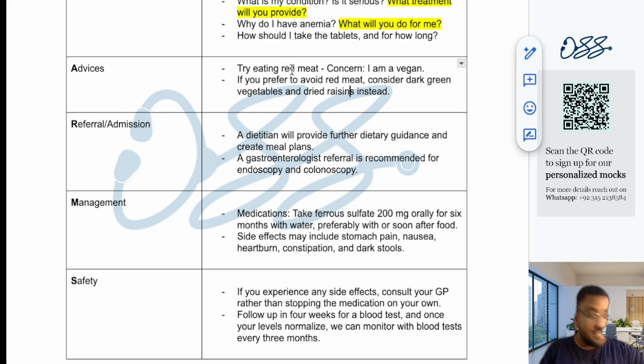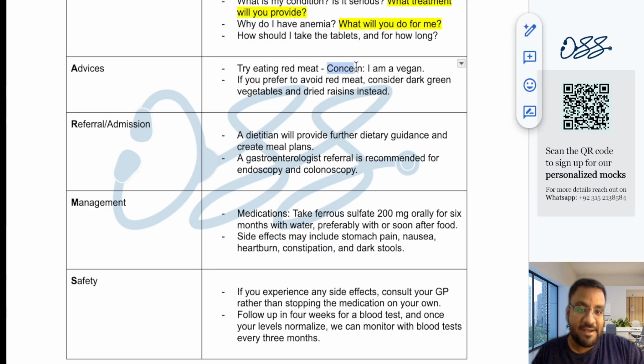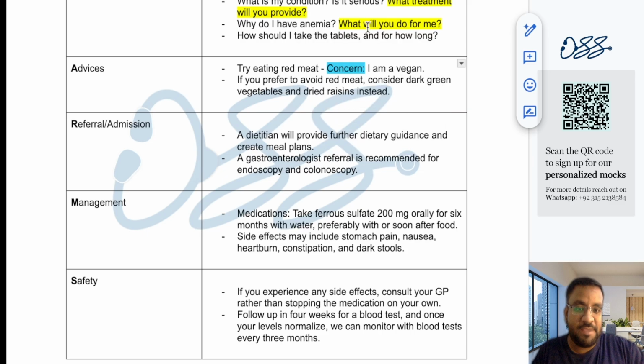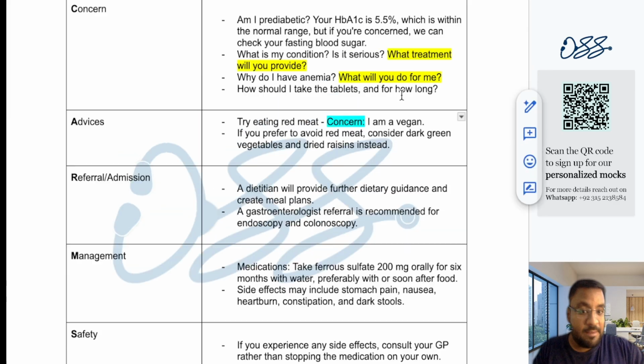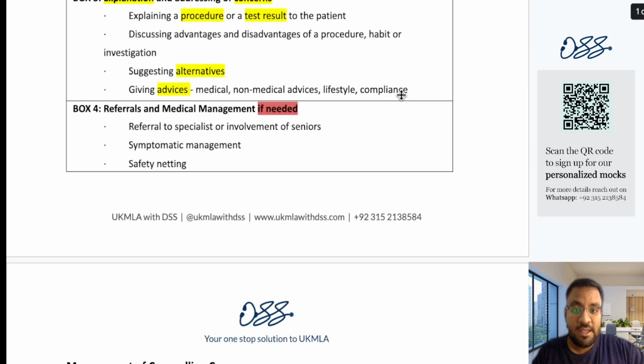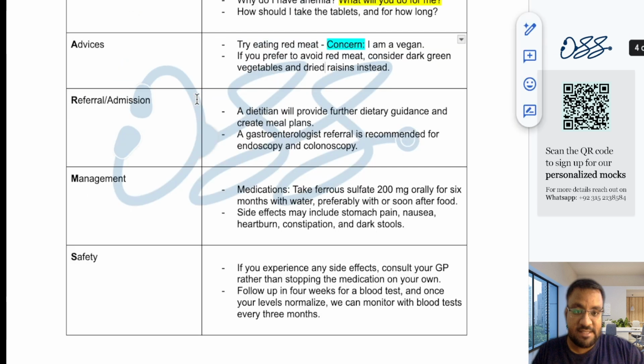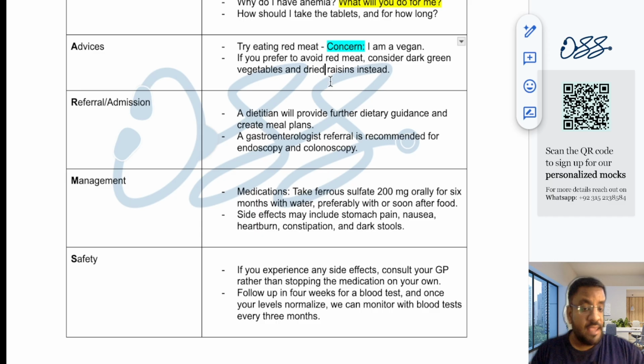As I mentioned, you give a solution, you give an explanation, and another concern may pop up. For example, the moment you say, try eating red meat, they will drop a concern: doctor, I cannot take red meat. I am a vegan and I want to stick to being a vegan. Then you have to give an alternative. Remember what I told you earlier, that a good explanation, a good counseling, is one in which you are able to suggest alternatives. For example, in this case, they say I'm a vegan, I cannot take red meat. Then you suggest an alternative: if you prefer to avoid red meat, that is fine.